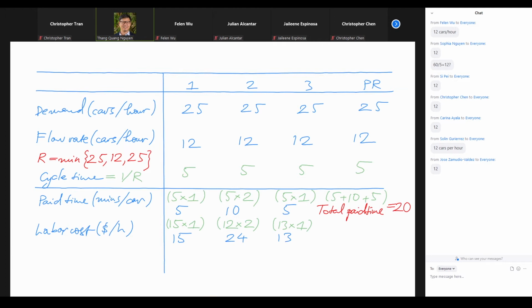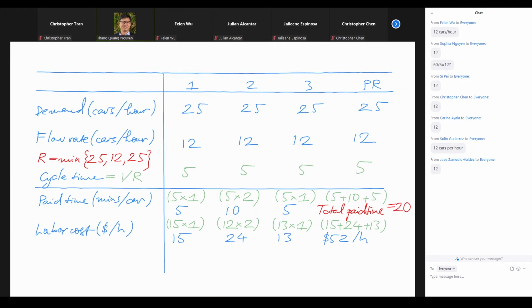And then at the end, we would like to add them together, right? So we take 15 plus 24 plus 13, then the total cost will be $52 an hour, right? So we hire the workers, of course, it costs us money. And that cost is $52 per hour on the labor.